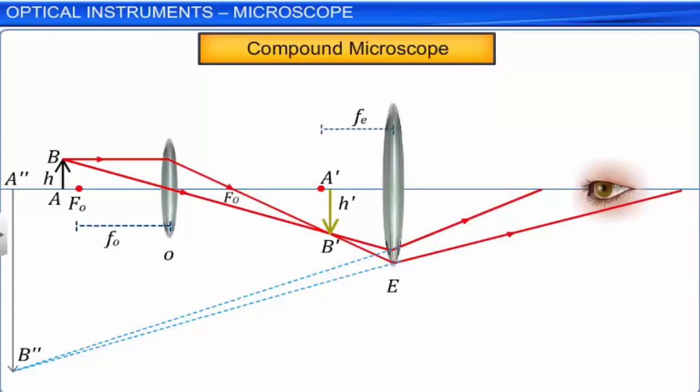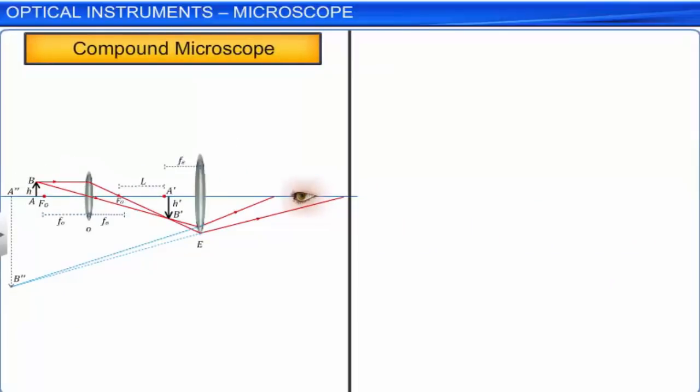If M_O is the magnification due to the objective and theta is the angle that the ray refracted by the objective makes with the principal axis, then M_O is equal to h' by h, and tan theta is equal to h by F_O, which is also equal to h' by L. From these two equations, we get M_O is equal to L by F_O. Let this be equation 7.